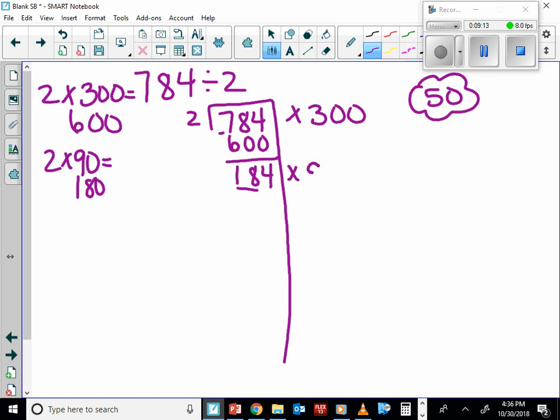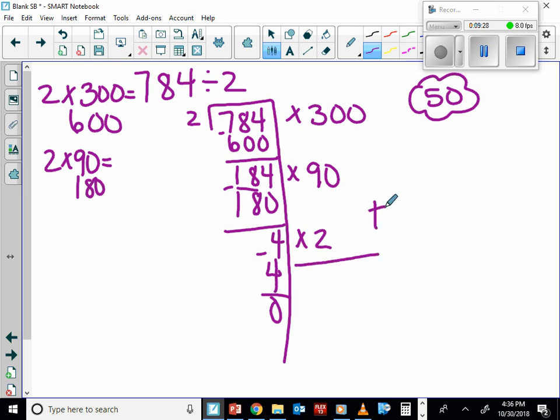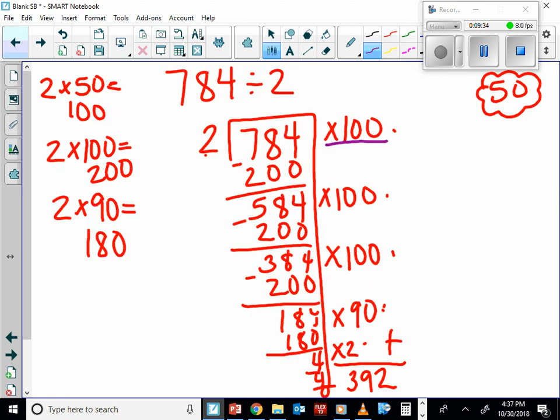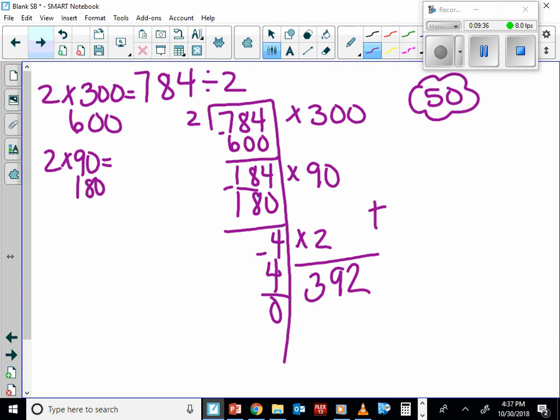So 2 times 90, 180, subtract. I have 4 left, times 2, 2 times 2 is 4, subtract, I have 0. Okay, so still have 0, and when I add it, I will still get 392. So if you'll notice, we got the same answer no matter how we broke down these numbers right here.